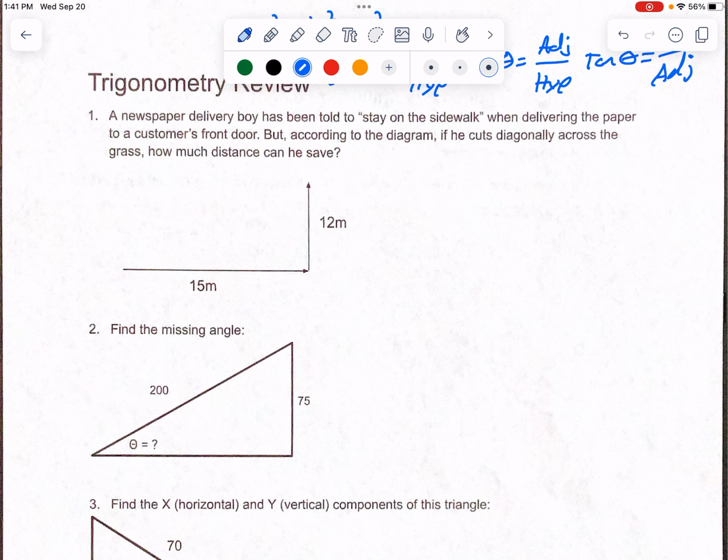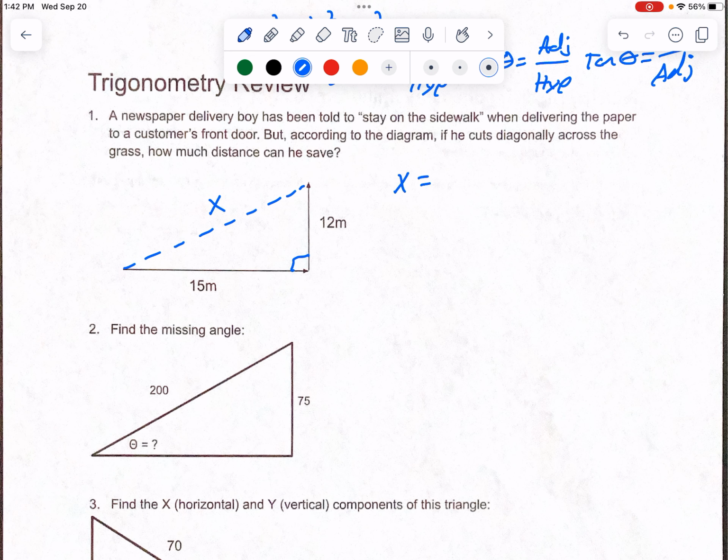So number one, a newspaper delivery boy has been told to stay on the sidewalk when delivering the paper to a customer's front door. But according to the diagram, if he cuts diagonally across the grass, how much distance can he save? So basically what I want to know is what would this distance be right here? So that would be my x. Now, I've got two sides of a right triangle. So if I want to find the hypotenuse, we're just going to use the Pythagorean theorem.